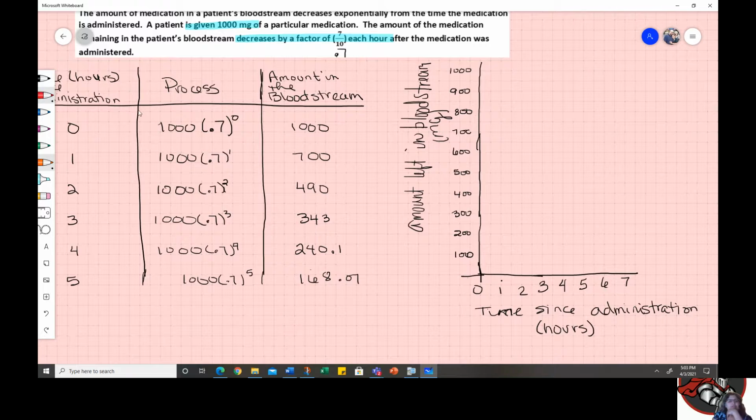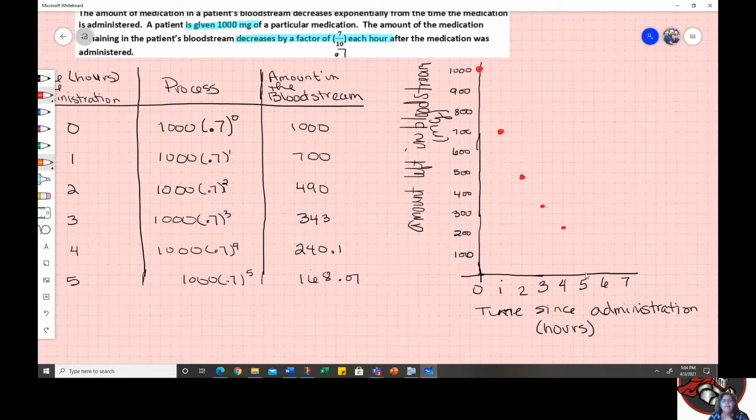So at 0 hours, we are at 1,000 milligrams. So we're way up here. After 1 hour, we're at 700 milligrams. After 2 hours, we're at 490, kind of up here close to the 500. 343. Well, here's 300. That line's going to be 350, so we're kind of right below that. 240. Okay, so there's 50. We're going to be a little lower.